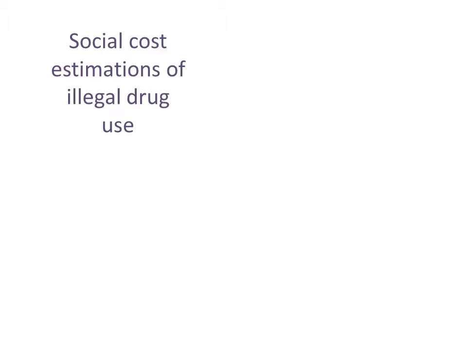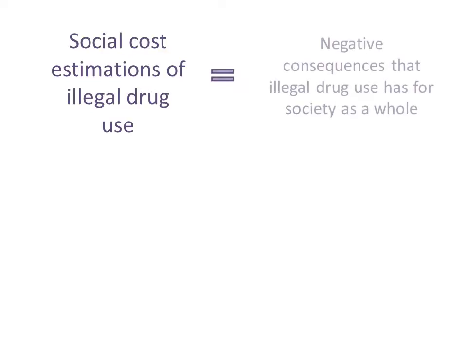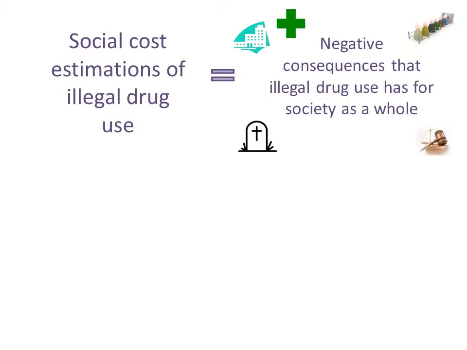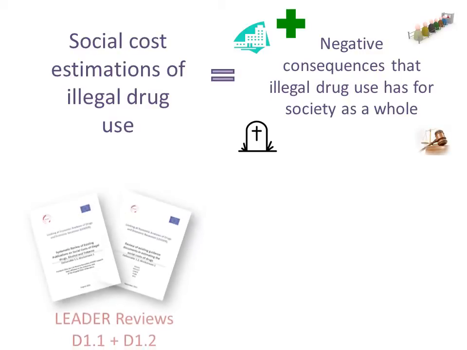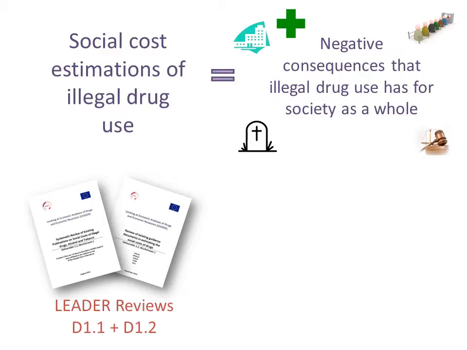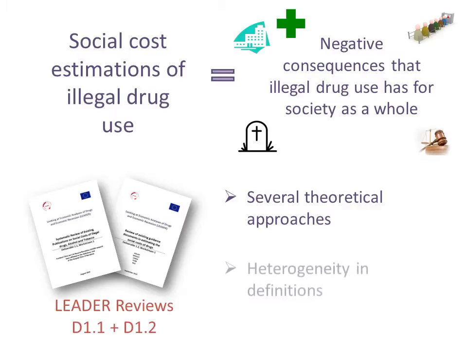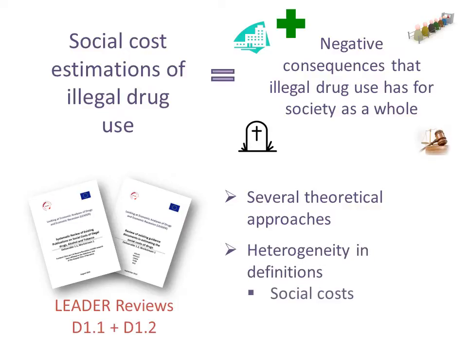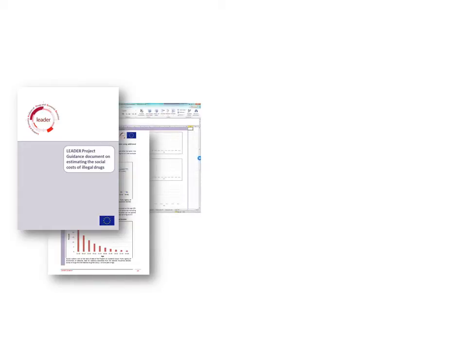Social cost estimations are how economists quantify the negative consequences that illegal drug use has for society as a whole. As found in the LEADER reviews on social costs, there are several theoretical approaches to the estimation of the social costs of illegal drug use, and a great deal of heterogeneity in the definitions of social costs adopted as well as their components.